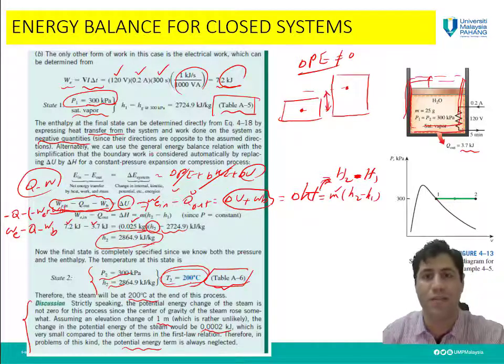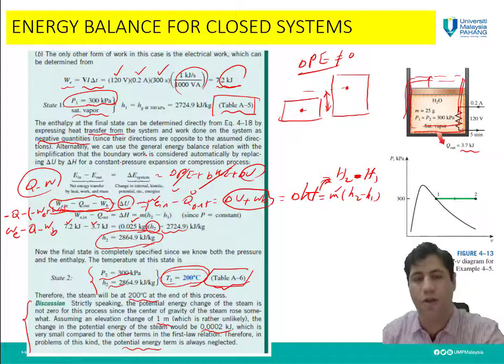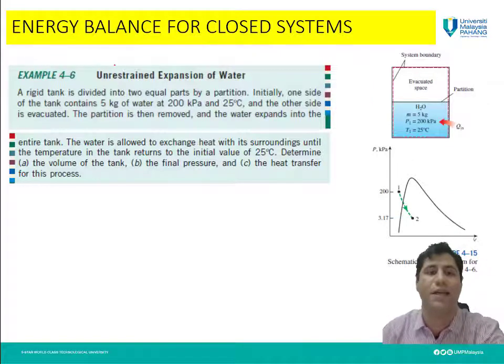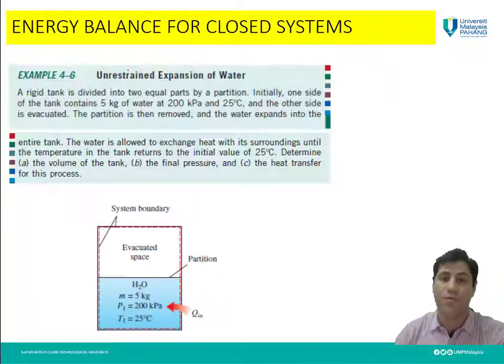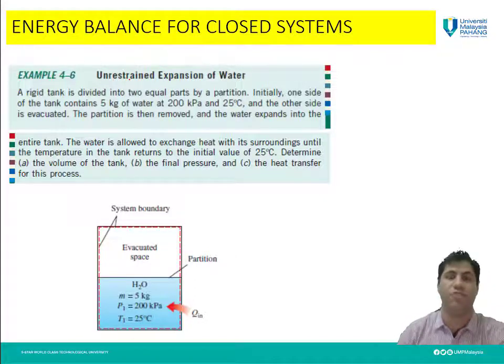And we will see in the next example also how we can use this energy balance equation for a closed system. Here we have an interesting example for a closed system, and we'll use most of the information which we have learned up to now from thermodynamics. We have an unrestrained expansion of water. We'll see what an unrestrained expansion of water actually is.